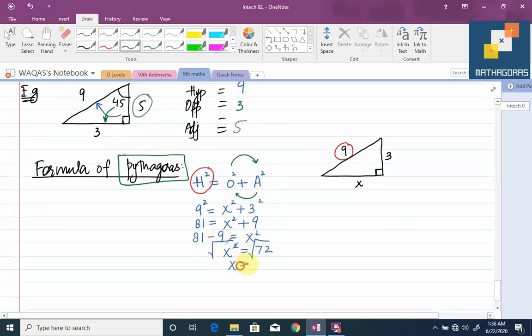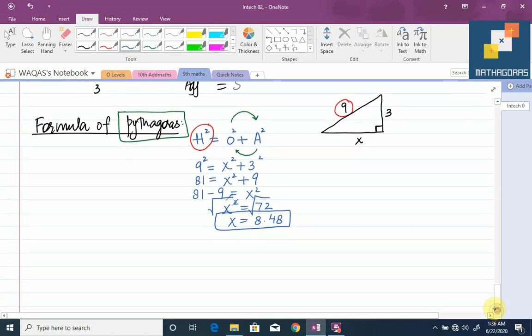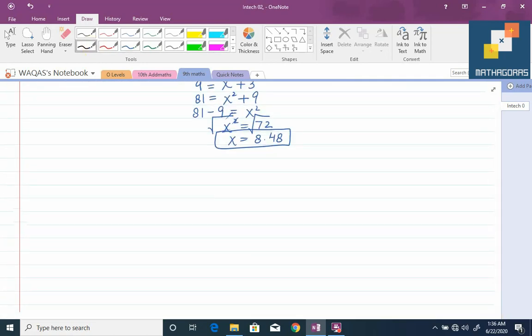So x is equal to 8.48. Why do we apply root on both sides? Because we have x square and we are looking for only x. That's why we apply root on both sides. Right? Now, after this question, I am giving you one example. You need to solve it by yourself.